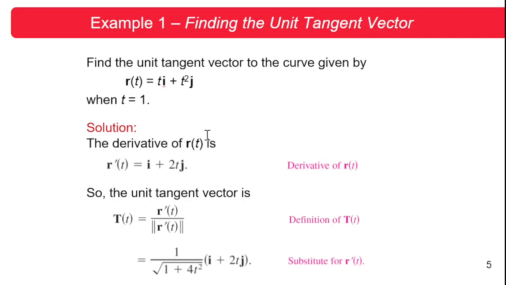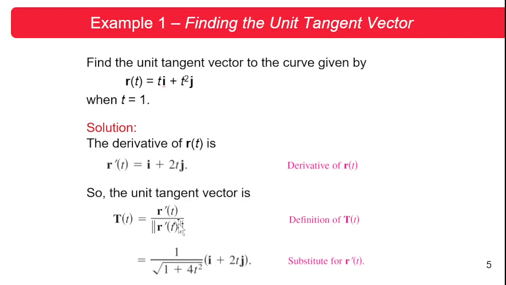Okay, so suppose we have this example. We are asked to find the unit tangent vector to the curve given by R of t is ti plus t squared times j when t is equal to 1. So to find the unit tangent vector, we need to get the first derivative of R of t. So the derivative denoted by R prime of t is the derivative of the first component, which is 1 times i, so we have i, plus the derivative of the second component, the derivative of t squared, which is 2t, times j. So this is the derivative of R of t.